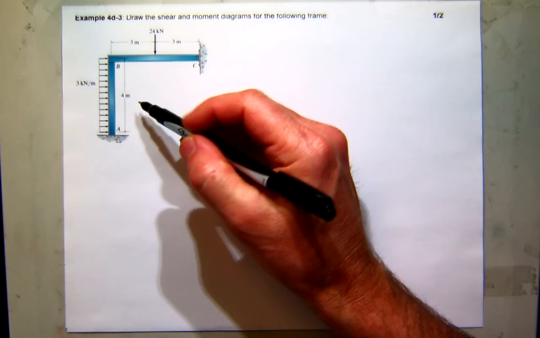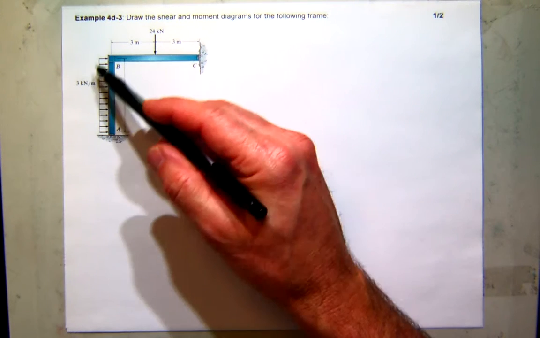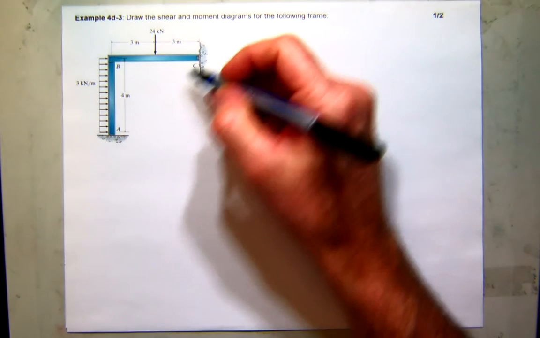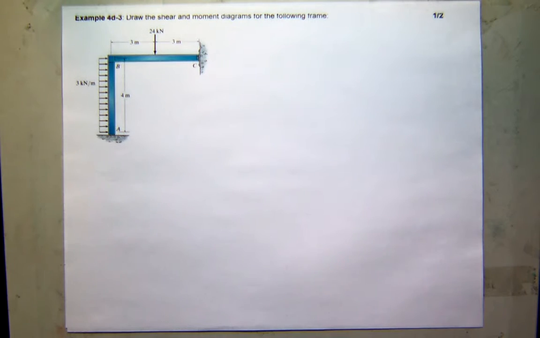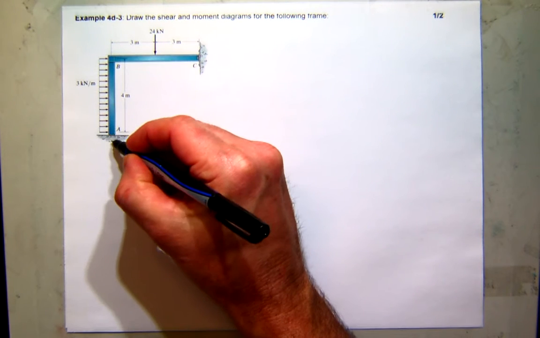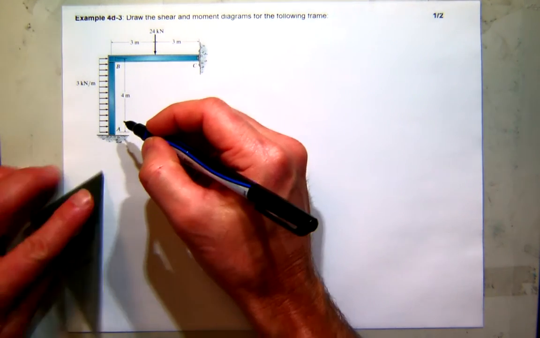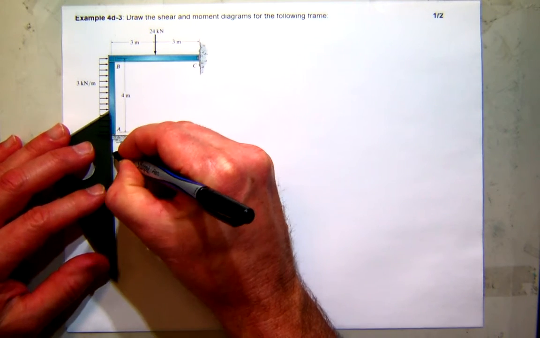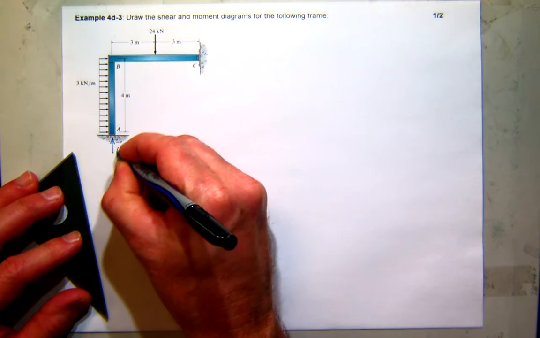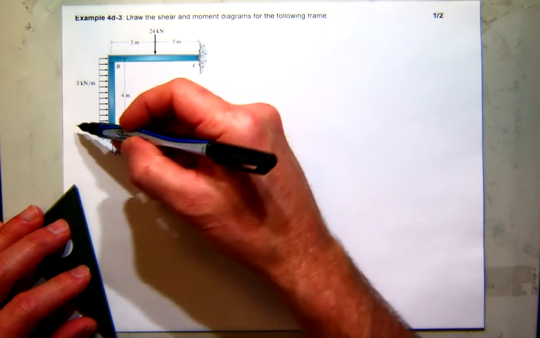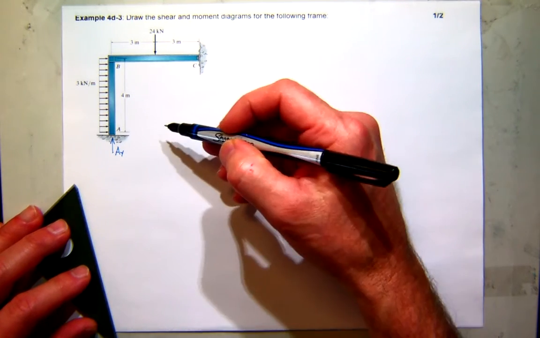All right, so let's do this one. We're going to draw the shear force and bending moment diagram for this problem. I'm going to start by finding my reactions at A and C. It may be a little bit hard to see, but this connection here at A is just a smooth connection, so all we really have there is a vertical reaction. There is not going to be an X reaction or a moment.